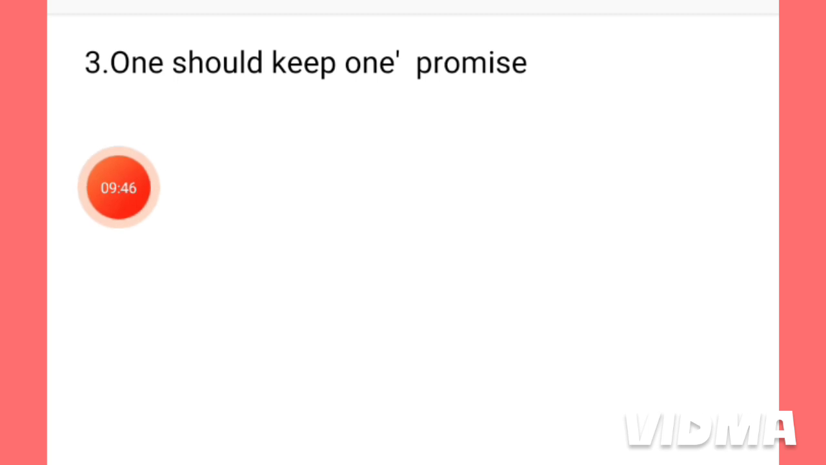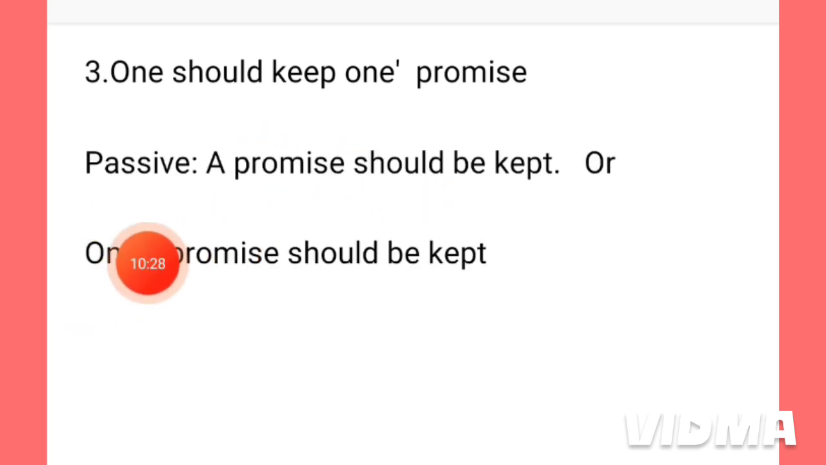This is the third sentence. One should keep one's promise. Here is a should. This is an active voice, and here is a should in the original sentence. That is why we have to use should be in the passive voice. This is the passive voice. A promise should be kept. Whenever there is this type of sentence, one should keep one's promise or one should do his duty, then we have to write the passive voice in this form. A promise should be kept.